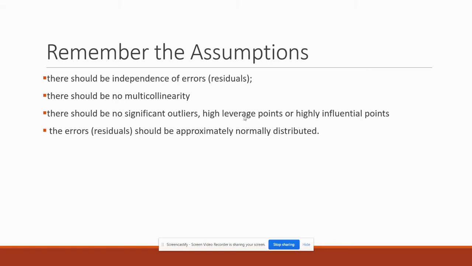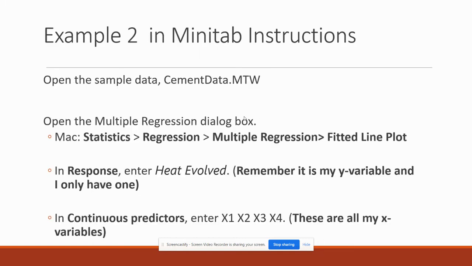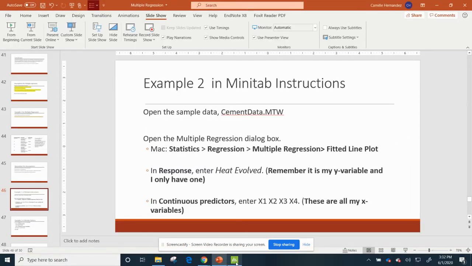Again, we've got to remember those assumptions. You should have independence of the residuals, no multicollinearity, no significant outliers, high leverage points or high influence points, and your residuals should be approximately normal. All right, so again, I've got the directions on what to do. So let's go do it. I'm going to go run it.